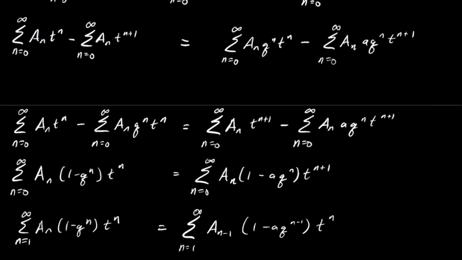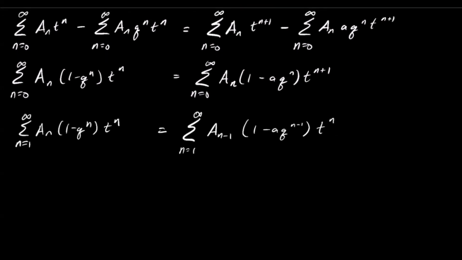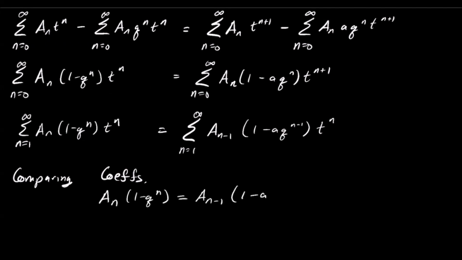And what I'm going to do is compare coefficients. Because now if I look at my equation, I have a t to the n on both sides. I have a sum that goes from 1 to infinity on both sides. So I'll say, comparing coefficients, I have the following very nice expression: a sub n times 1 minus q to the n is equal to a sub n minus 1 times 1 minus a q to the n minus 1. And this holds for n greater than or equal to 1.